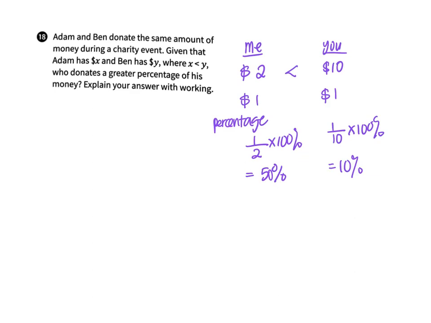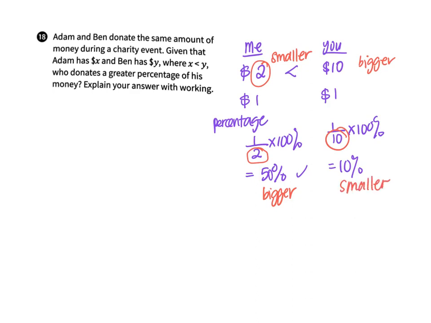So who has a greater percentage? I will donate a greater percentage. Okay, why is that so? Because in this case, my denominator over here, 1 over something, is a smaller denominator. So when I have something divided by a smaller denominator, I will get a bigger percentage. So this is smaller, this is bigger. The bigger the denominator, the smaller the percentage.